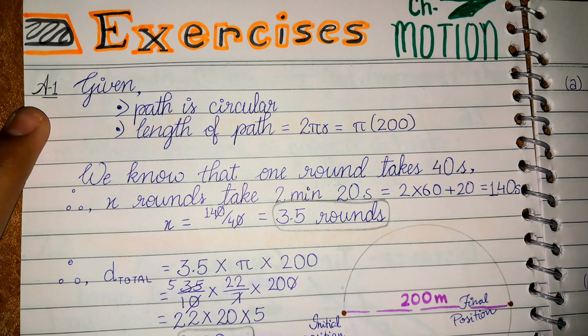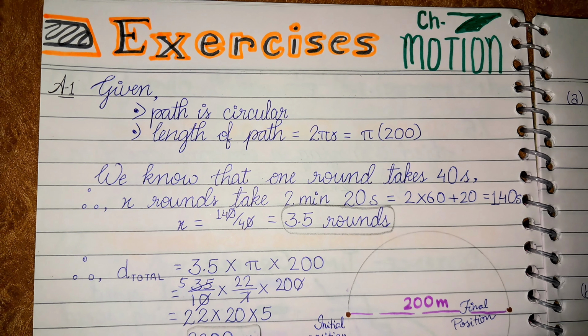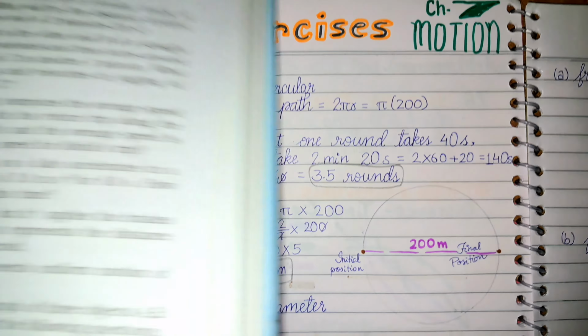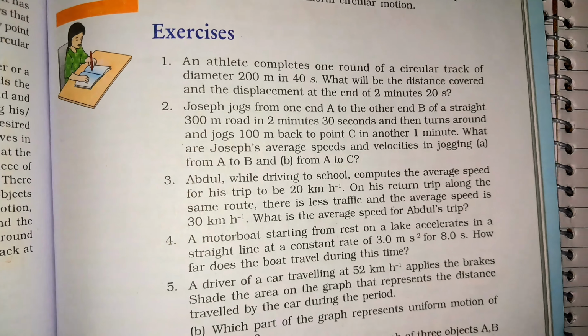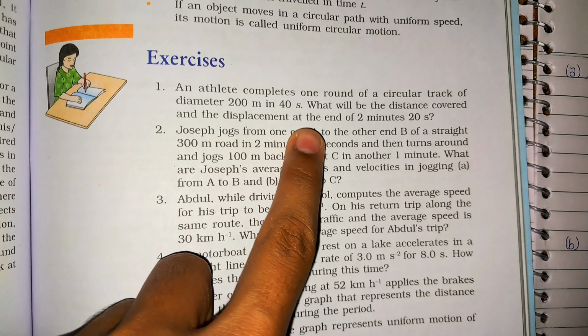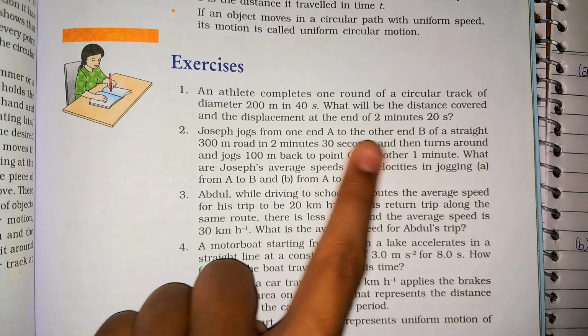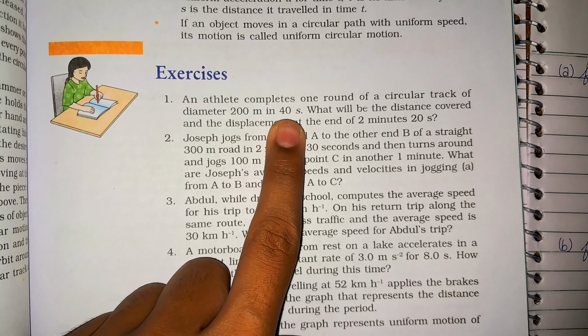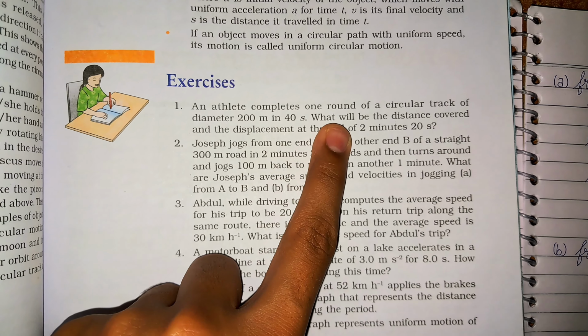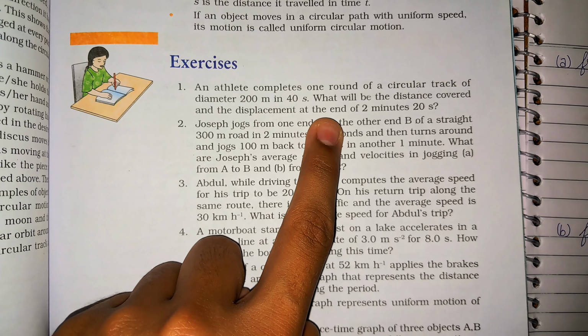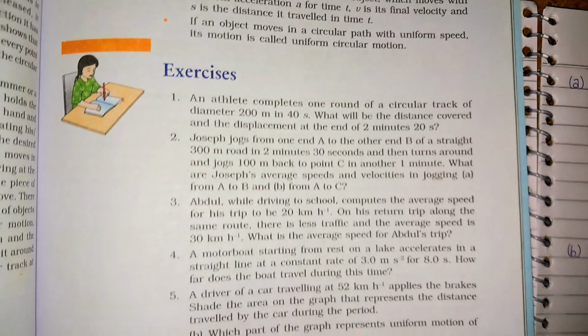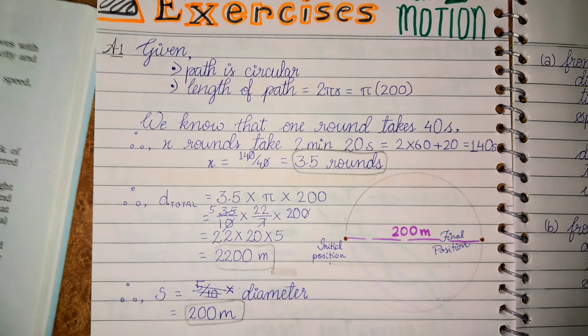Okay, so in the first question we were given that an athlete completes one round of a circular track of diameter 200 meter in 40 seconds. What will be the distance covered and the displacement at the end of 2 minutes 20 seconds? This is a very tricky question. So we have solved this.